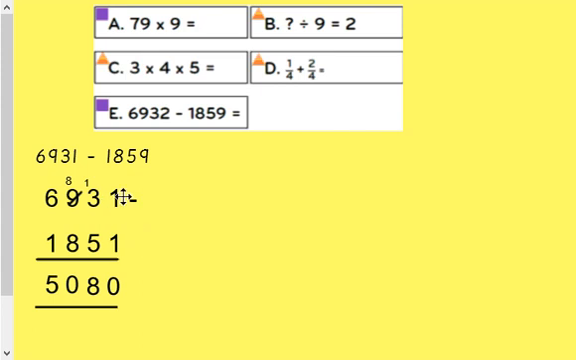So first of all then, 1 take away 1, nice and easy, is 0. 3 take away 5, we can't do. So we need to borrow or exchange a 10 from the next column. That then comes across and makes this number 13. 13 take away 5 is 8. And then we get 8 take away 8 is 0, nice and easy. And then 6 take away 1 is 5. So our answer then would be 5,080.